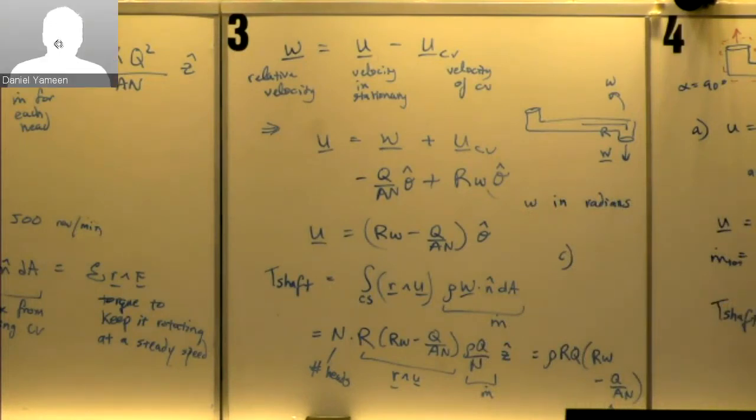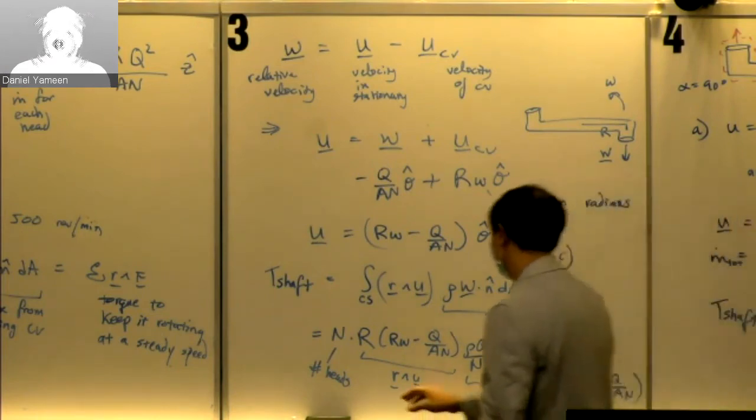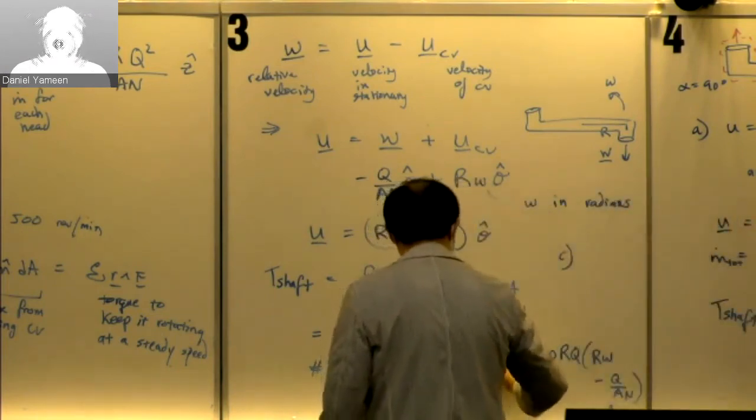Yeah, go ahead. Oh, so where you wrote m dot, is that rho q divided by the number of heads? It's the same as before, rho times Q times N. Okay, that would be a little more clear.